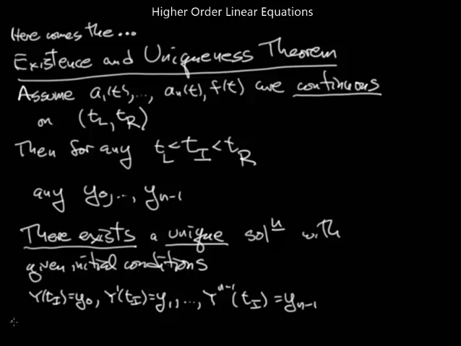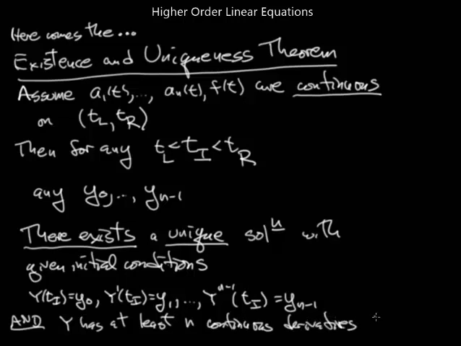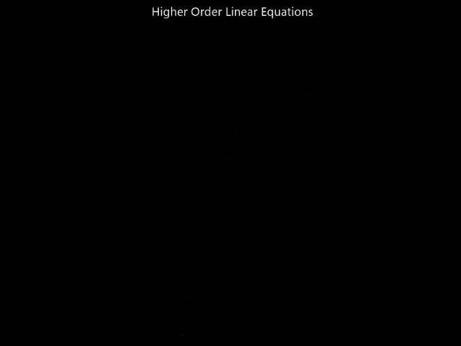And since it's a linear equation, it's actually really nice. You're actually guaranteed that this solution y of t is a perfectly nice function on the entire interval. It has at least n continuous derivatives for all t in this interval from TL to TR. So remember back in first order equations, for linear equations, this kind of thing happened, but the general situation is not nearly as simple. But higher order linear equations are like linear ones in that regard. So let's look at an example. Suppose I gave you this equation.